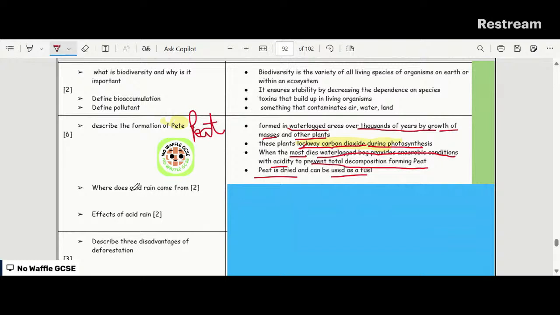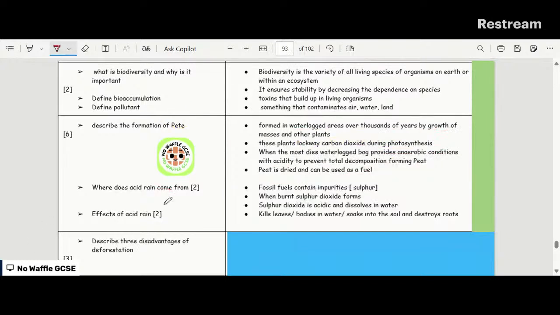Next, where does acid rain come from? So again, people who do geography might know this. It depends on what case studies and examples you did. So with acid rain, you've got fossil fuels. Now, fossil fuels contain what you call impurities, for example, sulfur. Now, when you burn or combust sulfur, sulfur dioxide is formed. Okay? SO2.